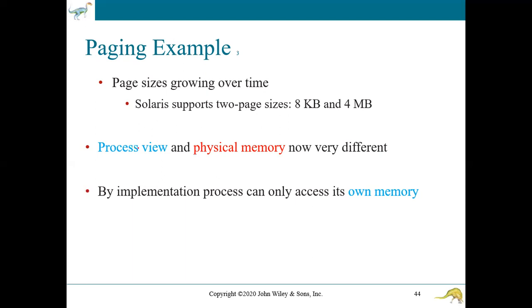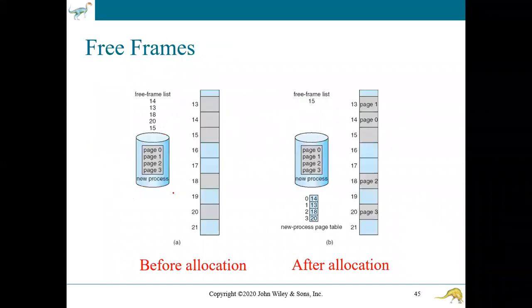Process view is the logical view, and physical memory is totally different because you are looking at the RAM. This is the logical, basically, zero relative. Okay. So the implementation of a process can access its own memory. That's the whole idea, right? Before you allocate, everything is contiguous and relative, right? So let's look at page 0, page 1, page 2, page 3. So that's physical memory. Okay. And you allocate them.